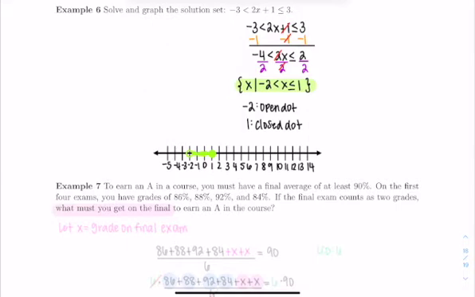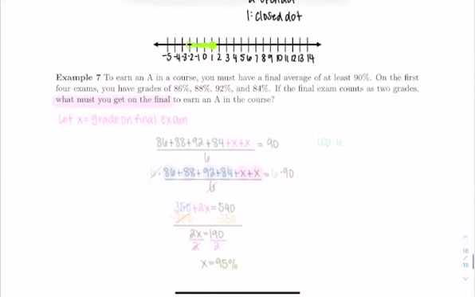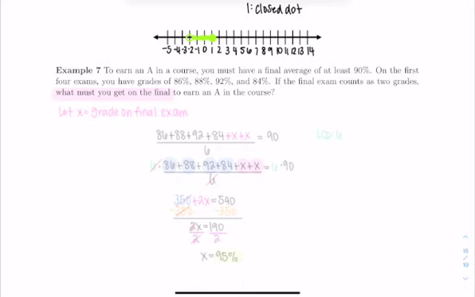And the last one. To earn an A in a course, you must have a final average of at least a 90%. On the first 4 exams, you have grades of 86, 88, 92, and 84. If the final exam counts as 2 grades, what must you get on the final exam to earn an A in the course? So again, a lot of times that last sentence tells us what we want to have as our variable. So if the final exam counts as 2 grades, what must you get on the final to earn an A?